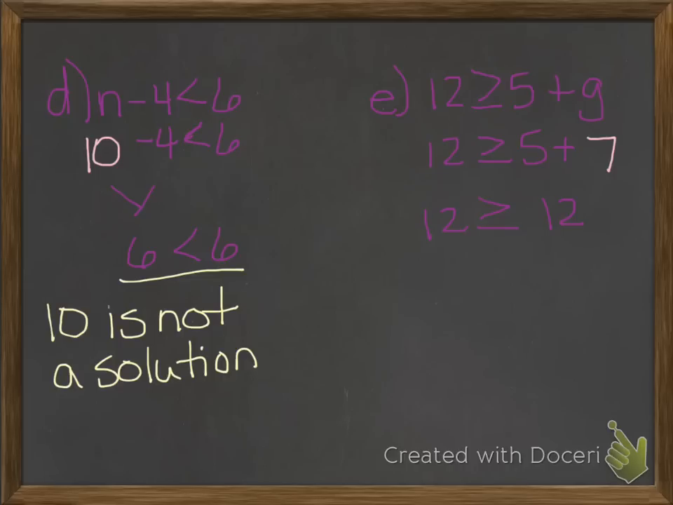On example E, what we ended up getting once I substituted in G was 12 is greater than or possibly equal to 12, which is why we have that underline. Since that part is true, we can say that 7 is a solution of this inequality.